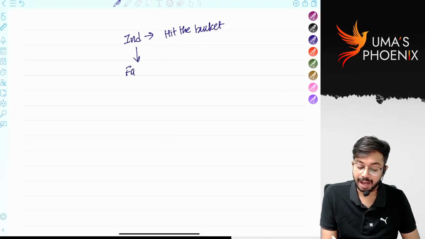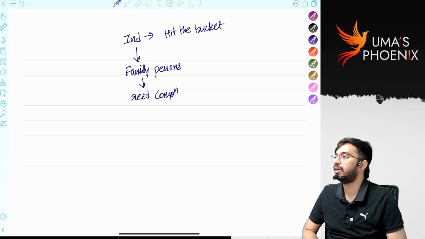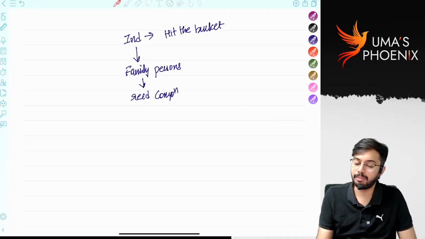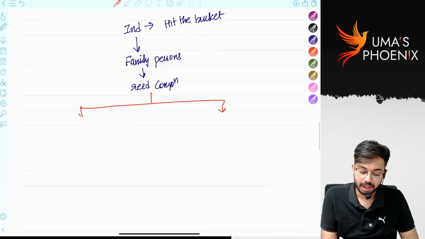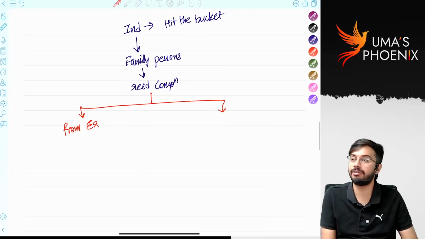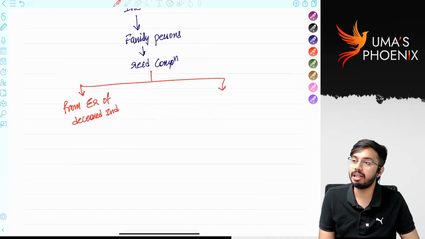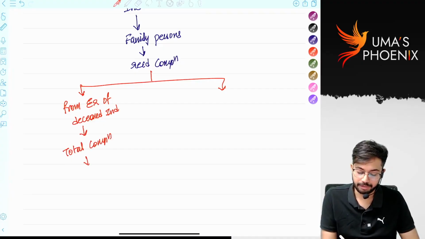After the death of the individual, family persons received compensation. That means what? Let's say the individual got COVID-19 and he died. His family has nothing, no one is there to take care of the family. In this situation, someone came forward to help such a family. Compensation was given. If compensation is received from the employer of the deceased individual, that is, the one who died, total compensation is fully exempt.